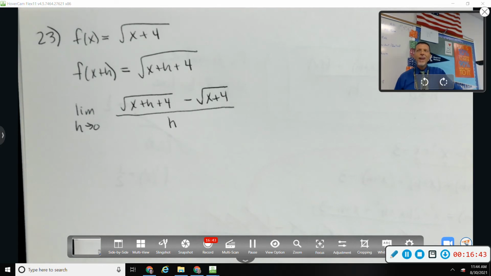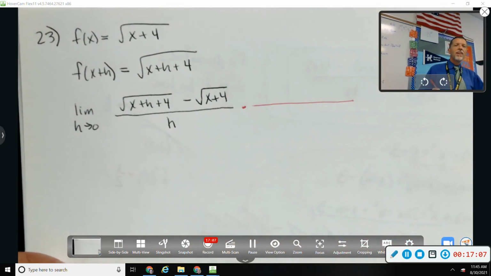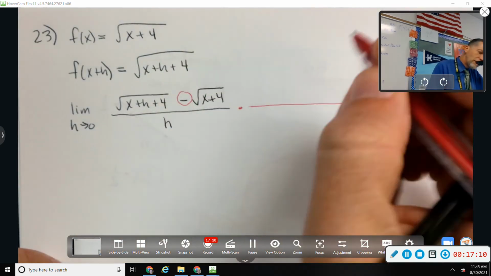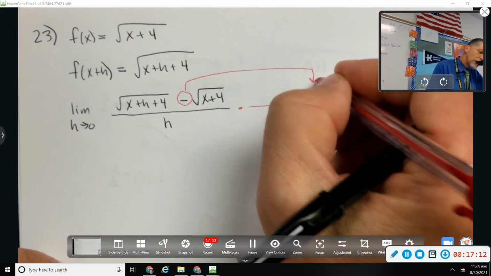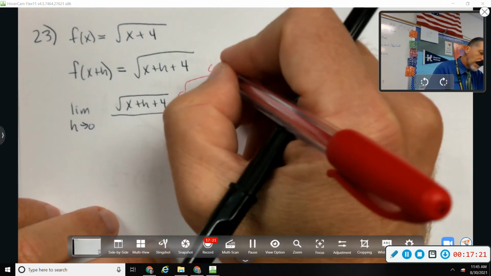Now, we had some limits like this before. I think there was one on the test even that was at least kind of like this. Sort of like that, yep. So on the test, how did you handle that? What did you multiply by? Yeah, the official term isn't the opposite, but I think I know what you mean. Change the middle sign. Anybody remember the official word for that? Conjugate. Don't need to know that word, but that's what it's called.